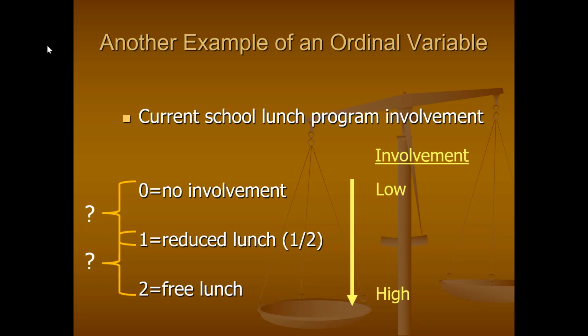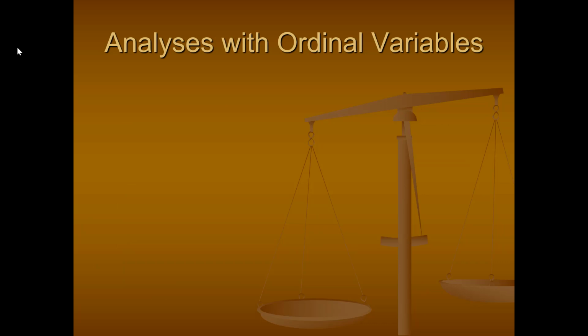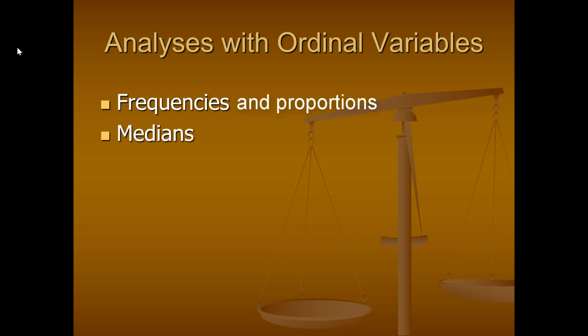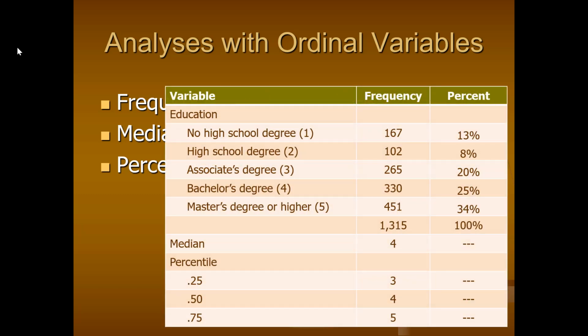So with this additional piece of information in terms of order, what other analyses can we do besides frequencies and proportions? With ordinal variables, we can do medians, we can do percentiles, and by do, I mean calculate, sorry. So what would that look like? Let's say the variable of education. We can calculate those frequencies and proportions just like with nominal variables. And I've given you the number that corresponds with each type of attainment.